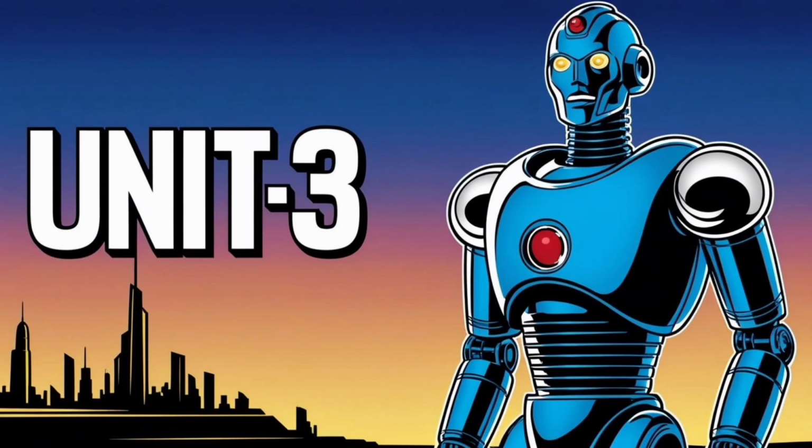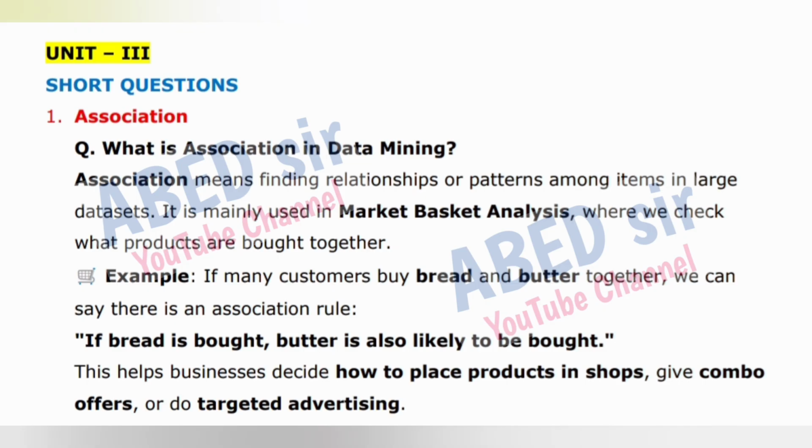Unit 3 first important short question is: what is association in data mining? Association means finding relationships or patterns among items in large datasets. It is mainly used in market basket analysis, where we check what products are bought together. Example: if many customers buy bread and butter together, we can say there is an association rule. If bread is bought, butter is also likely to be bought. This helps businesses decide how to place products in shops, give combo offers, or do targeted advertising.